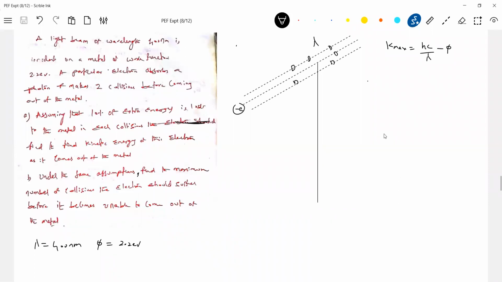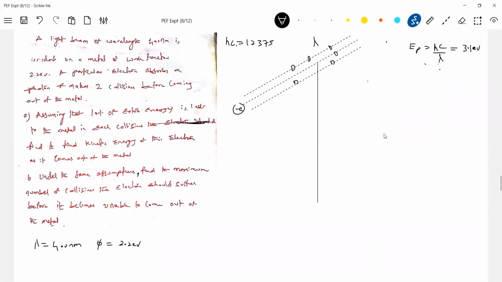hc, I'm taking 1237.5. In books, sometimes they may give it like this, take hc. So substituting that, I'll get the maximum kinetic energy of the electron equal to how much? Sorry, not this one. The energy of the photon we will calculate, which is equal to hc by lambda. Using the calculator, I end up with approximately 3.1 electron volt.